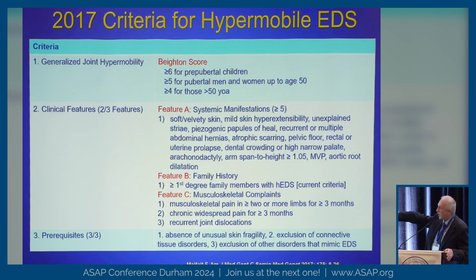The first criterion is generalized joint hypermobility. It depends on whether you're pre-pubertal, above 50, or in between. It's greater than 6 for pre-pubertal children, because they tend to be more hypermobile than adults. Then 5 for pubertal men and women up to age 50, and greater than 4 for all those over 50. A lot of people will lose their hypermobility as they get older, particularly above 40. So you may not meet all these Beighton criteria, but you still could have hypermobile EDS.